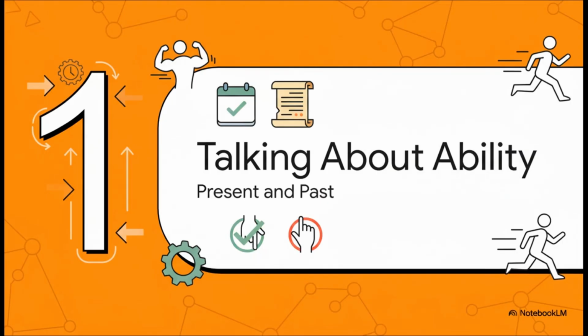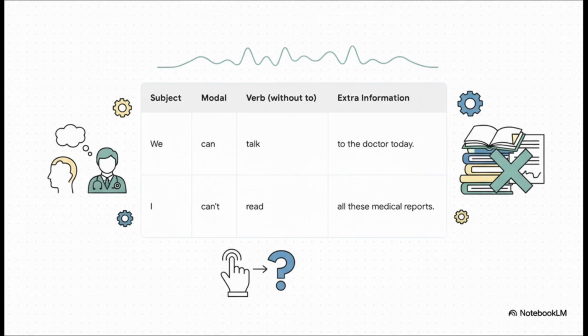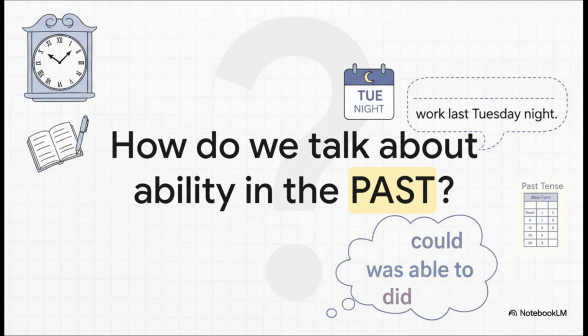First up, let's talk about talking. Specifically, talking about what you can and can't do, both now and back in the past. Okay, so for things happening in the present, we use can or can't. And the good news is, the structure is super simple. It's just the subject, then can or can't, and then the verb. And notice, there's no to. So you get, we can talk to the doctor today. Or, if it's not possible, I can't read all these medical reports. Pretty straightforward, right? But what about the past?